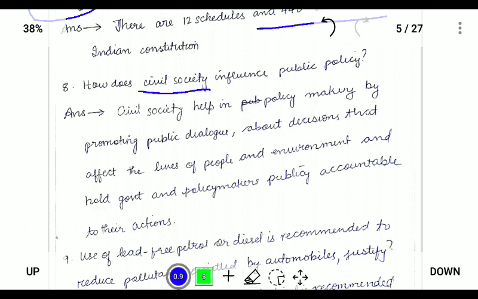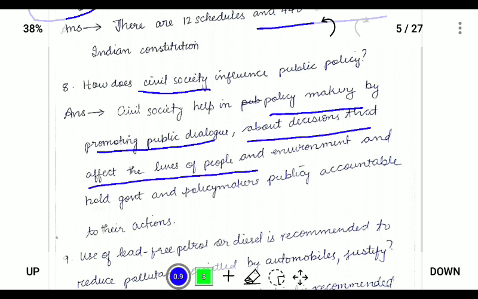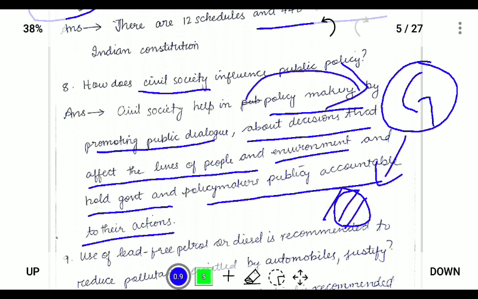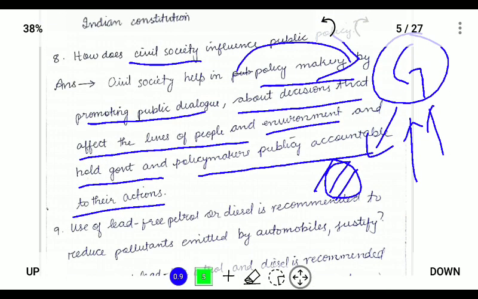So civil society helps in policy making by promoting public dialogue, that is promoting the interests of the public about decisions that affect the lives of the people and also the environment, and holding government and policy makers accountable for their actions. So if any legislation is passed by the government and it hampers the people in one way or the other, the civil society can request the government or put pressure on the government to repeal the law because it is not serving the needs or the interest of the public. So in this way, civil society plays an important role in public policy.